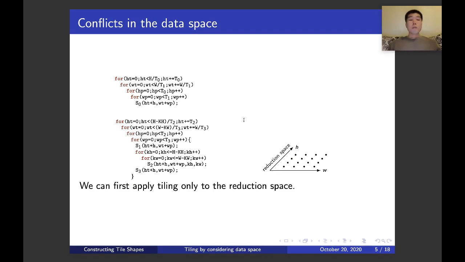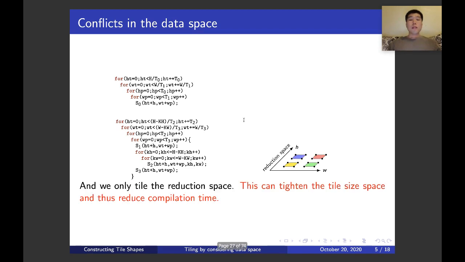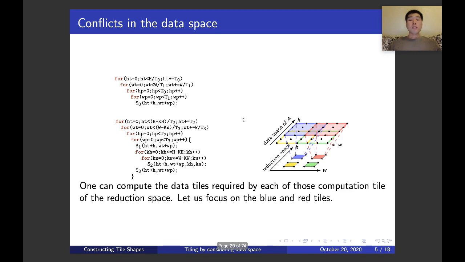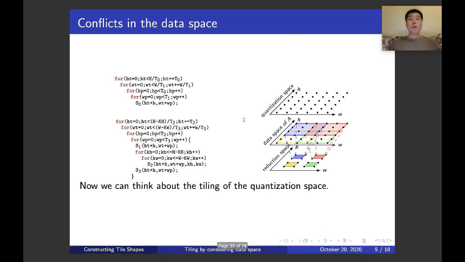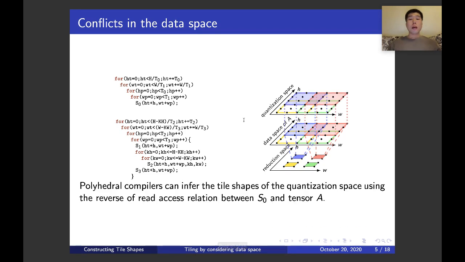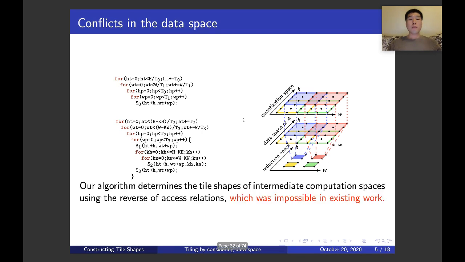We take another way by first applying loop tiling only to the reduction space, and this technique can tighten the tile size space and thus reduce compilation time. One can infer the data tile of tensor A according to the read access relation between S2 and tensor A. And still, one can infer the tile shapes of the quantization space using the reverse of the read access relation between S0 and tensor A. This was not possible in existing work.